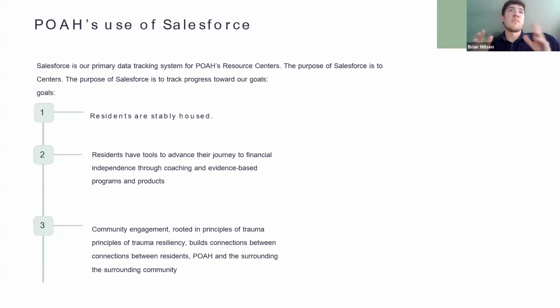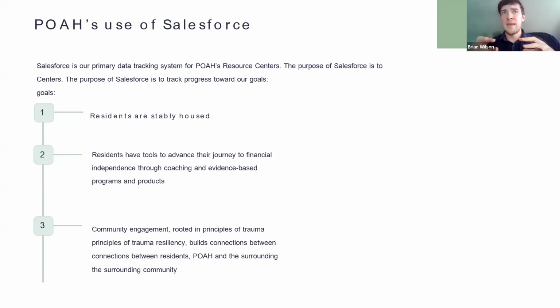So we integrate resident services to support economic mobility, health, and well-being for its residents, which brings us back to Salesforce and how we use it. Salesforce is our primary data tracking system for POAH resource centers. So for us, we track progress towards our goals, which are keeping residents stably housed, making sure residents have the tools they need for financial independence through coaching and evidence-based programs, and community engagement. So we track all those things, whether it be referrals, goals, and the progress towards those goals, and different coaching notes, programs we put on.